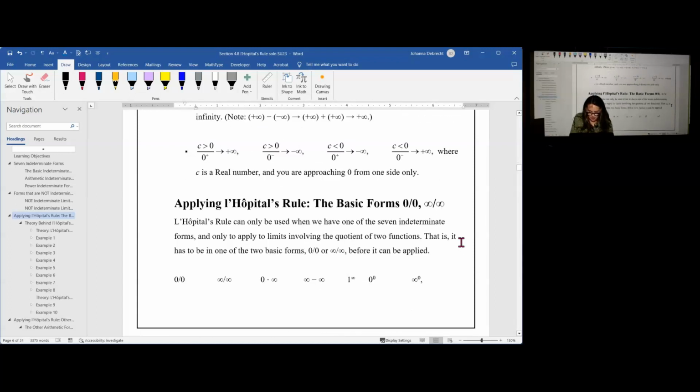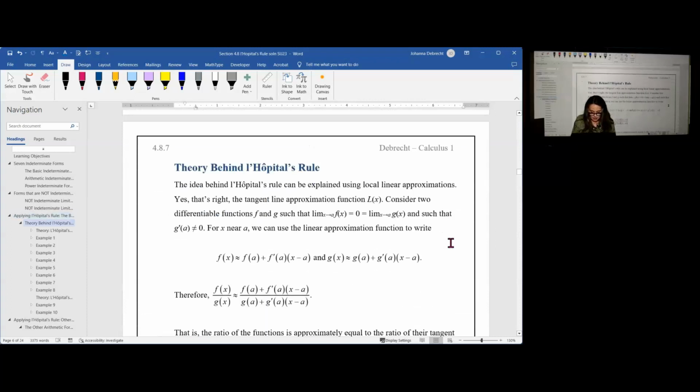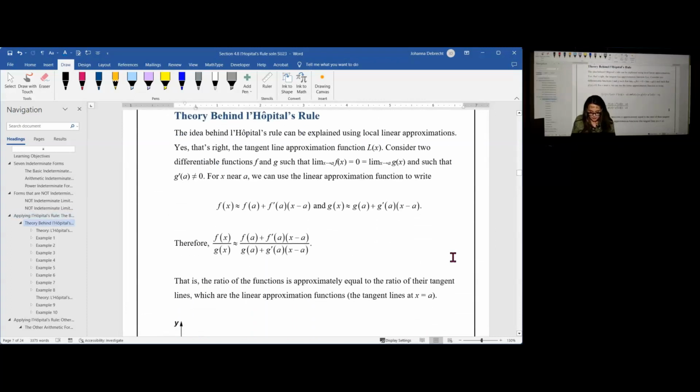Now that we've talked a lot about what L'Hopital's rule applies to and what it does not apply to, let's actually start talking about how to apply L'Hopital's rule. Again, if you don't have one of these 7 forms, L'Hopital's rule cannot be used. Let's now look at the theory behind L'Hopital's rule.